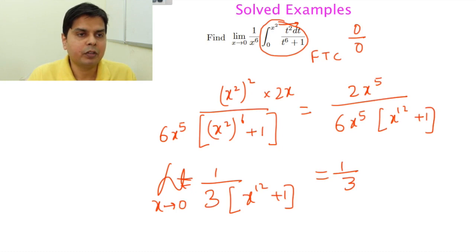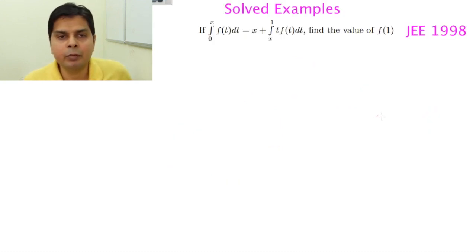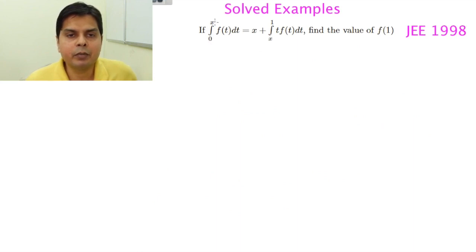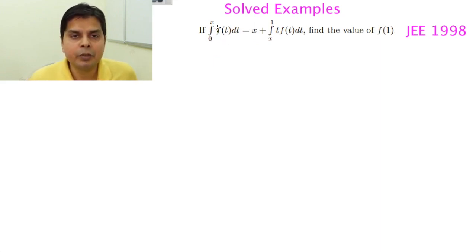Okay, let's see another problem. This is a J98 problem. It says the integration from 0 to x of f(t) dt is equal to x plus the integration from x to 1 of t f(t) dt. Find the value of f of 1. Since this question has been given in terms of integration, the best approach is to use the fundamental theorem and differentiate it. So when I differentiate, I will get f of x. This is the differentiation of the LHS.